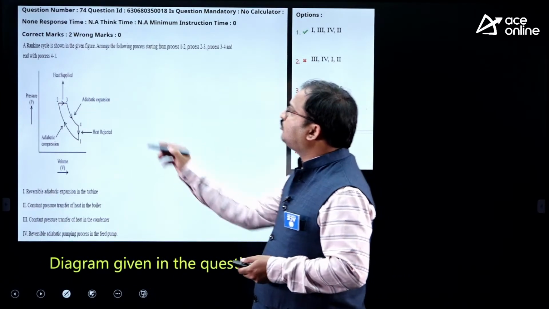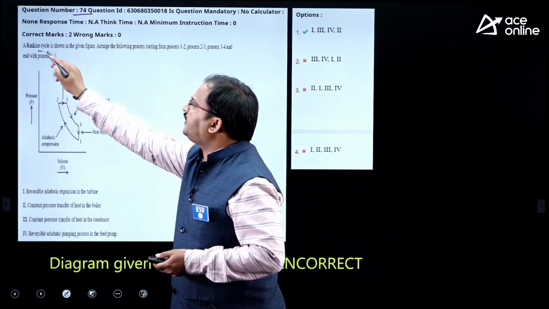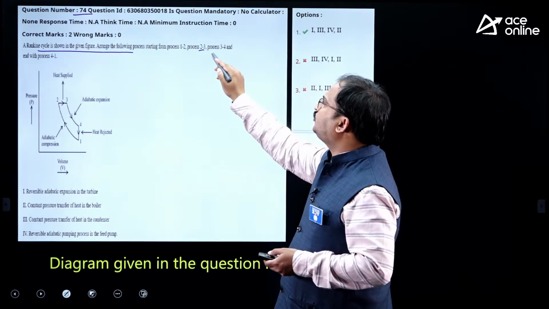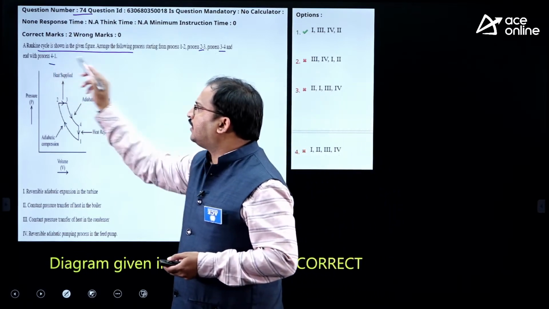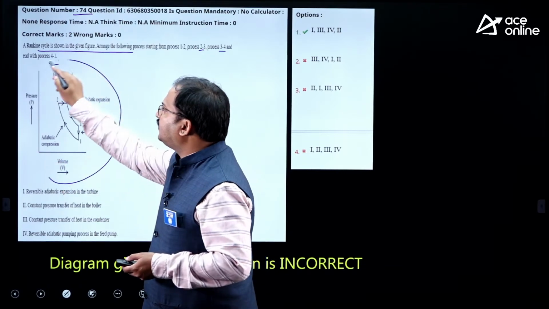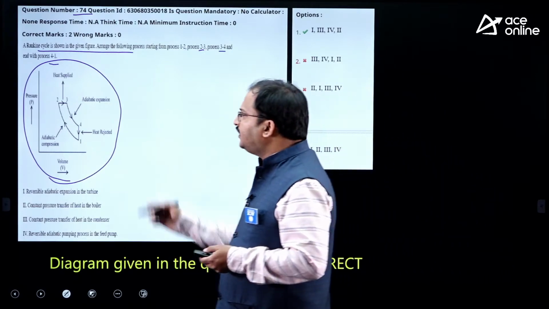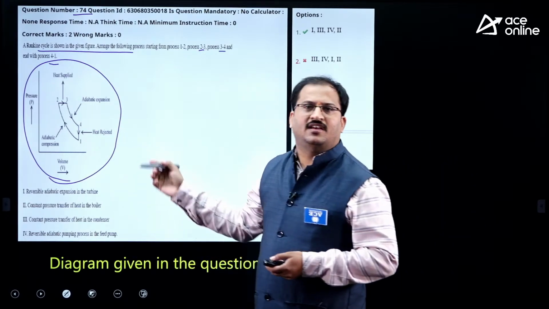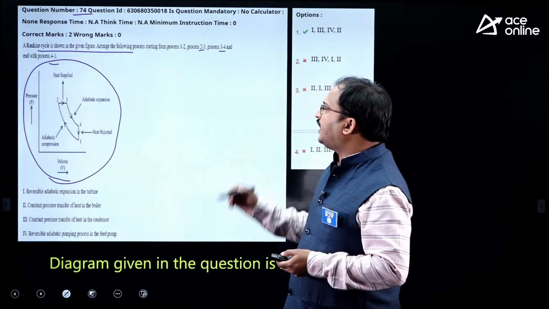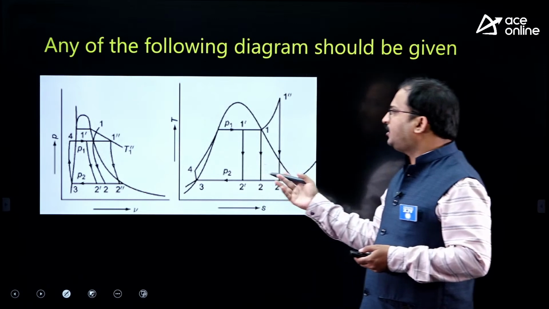You can observe the question number is 74 here, and the question is: a Rankine cycle is shown in the figure. Arrange the following processes, starting from process 1 to 2, process 2 to 3, process 3 to 4 and process 4 to 1. See, the diagram given here is not related to Rankine cycle. This one you all know, this is a diesel cycle diagram. So the correct diagram for this particular question is either the PV diagram or the TS diagram.